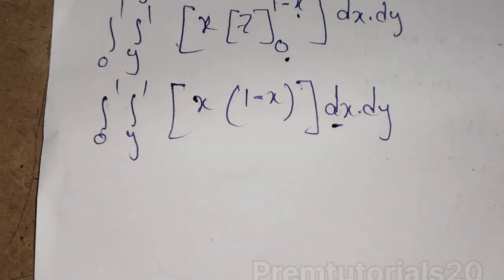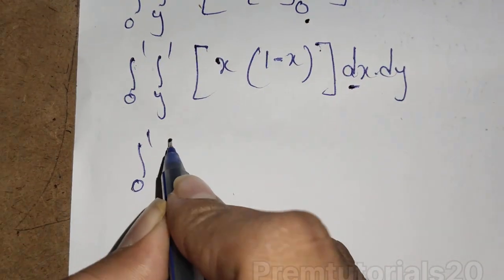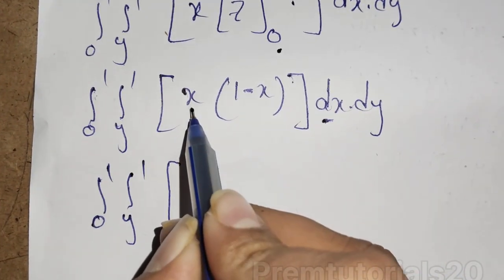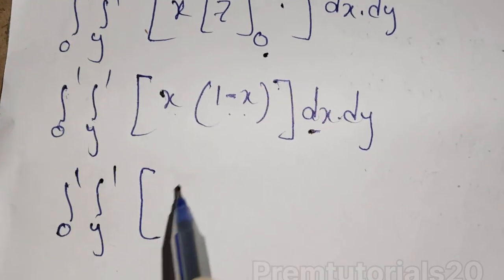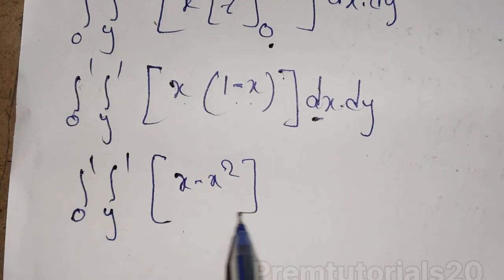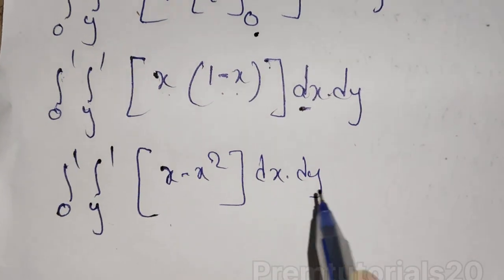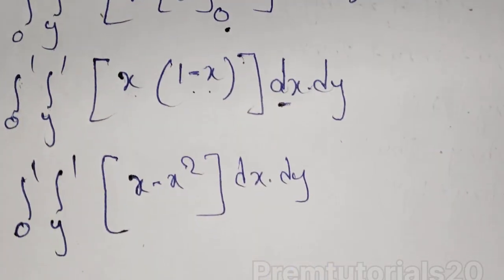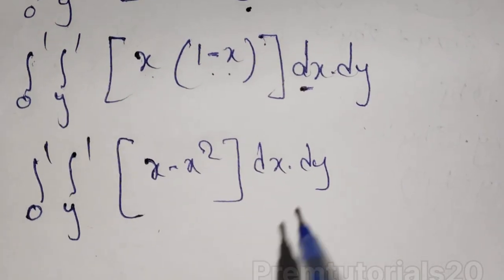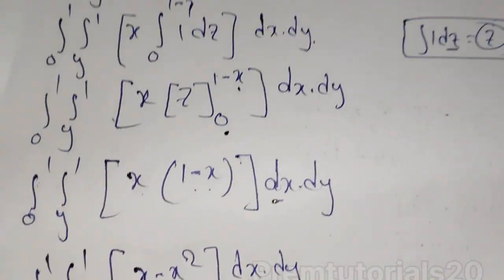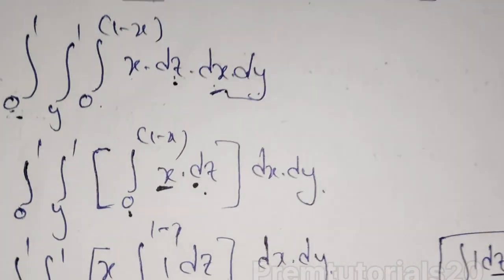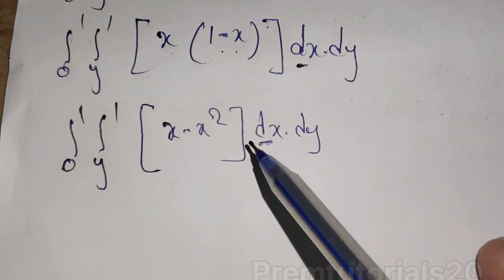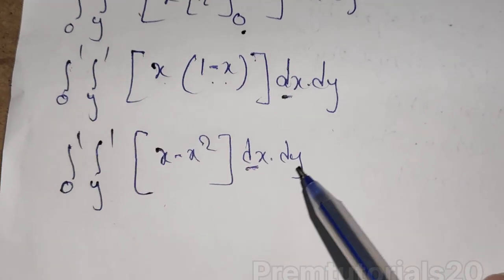Now it's time to write 0 to 1, y to 1, integral y to 1. Now it's time for the multiplication x into 1 minus x. What do we get? x minus x square dx and dy. So this is the value we get after solving with respect to dz. Now it's time to go with dx. So what we observe here is that initially we go with dz and we get some values. What is the value here? x minus x square into dx into dy.